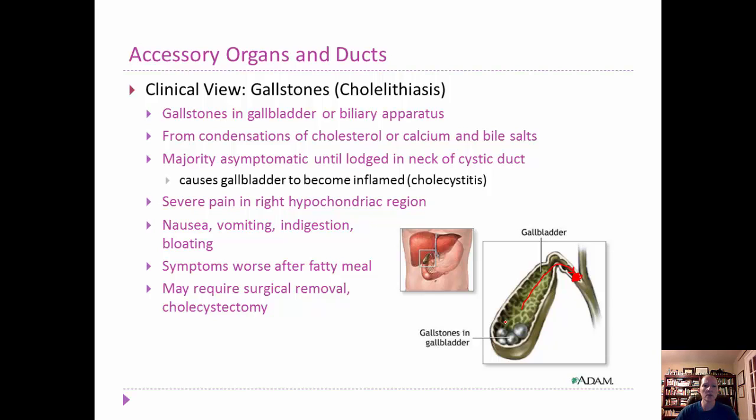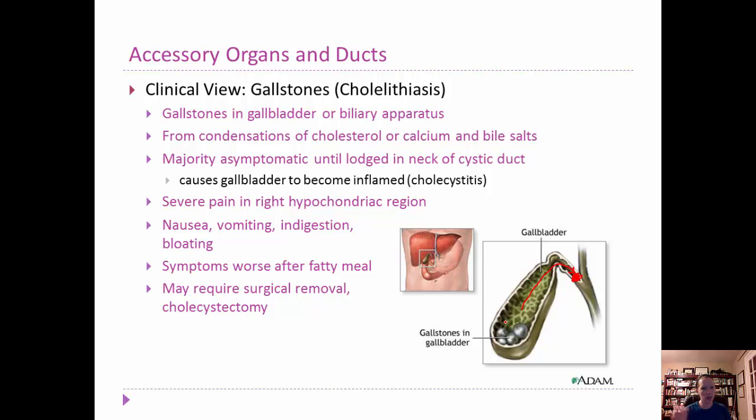So other symptoms that can happen: nausea, which I talked about, vomiting, indigestion, and bloating. Usually these are going to feel a lot worse after you eat a fatty meal, because the body is going to sense that fatty meal that goes into the duodenum, and that's when it gets the trigger, oh, we need to release bile. So that hormone is going to go in and cause the gallbladder to contract, but it can't release any of the bile, so that's why it's going to worsen after that.